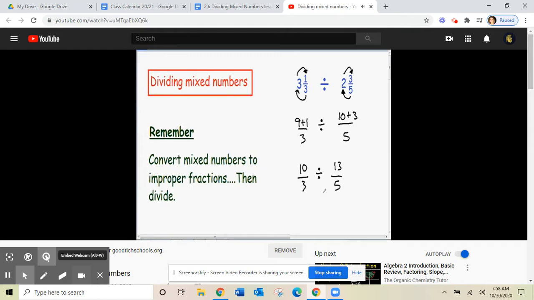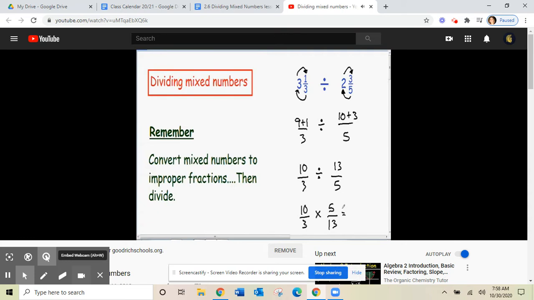So now we have two fractions being divided with each other. And how do we divide two fractions? Dividing two fractions is exactly the same as multiplying when you flip the second fraction. So instead of dividing by 13 over 5, I'm going to multiply by 5 over 13. 5 over 13 is the reciprocal of 13 over 5.